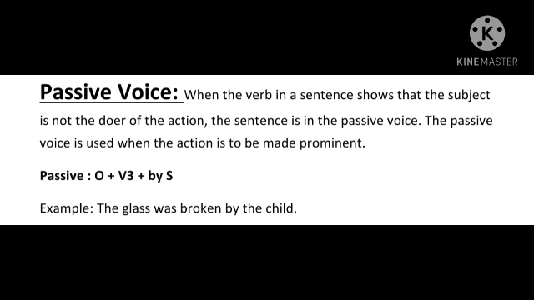In all passive voice, the verb will be used of third form only, and before subject, we use the preposition by. In passive voice, the object of active voice is shifted to the place of subject. So this object becomes the subject in passive voice. Now the example we have seen in active voice, the child broke the glass. The passive form will be the glass was broken by the child.